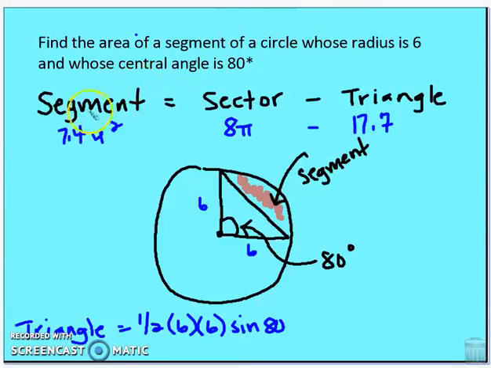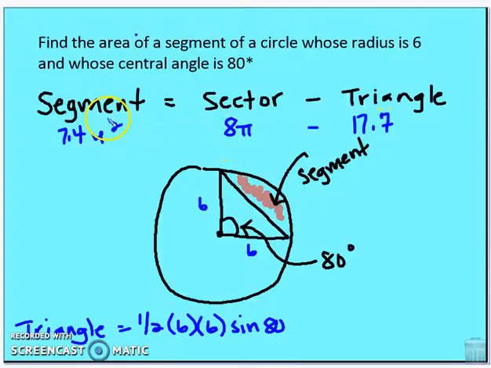All right, so the segment is equal to the sector, which we found to be 8 pi, minus the area of the triangle. We know that the side lengths of the triangle are 6 and 6 because of the 2 radii, and we know that 80 degrees is the central angle. Based on what we learned before about areas of the triangle, the area is 1/2 the 2 side lengths times the sine of the included angle. 1/2 times 6 times 6 is 18, times the sine of 80 degrees, you should get approximately 17.7.